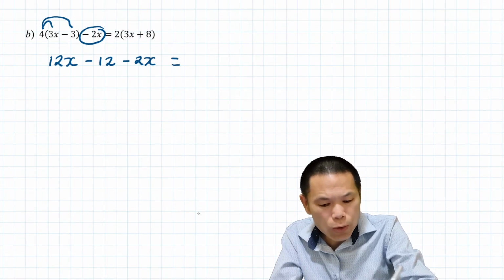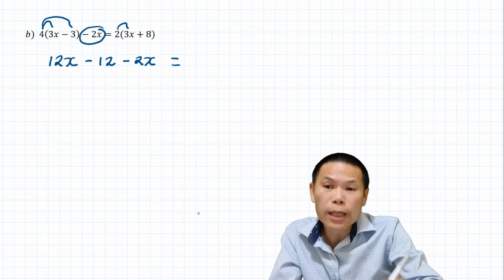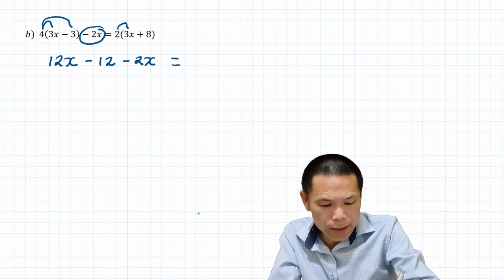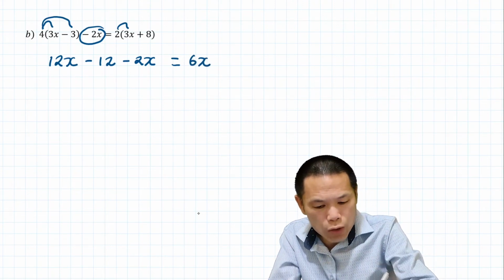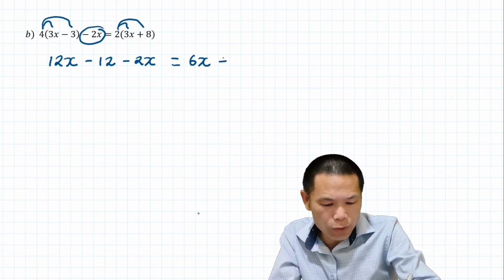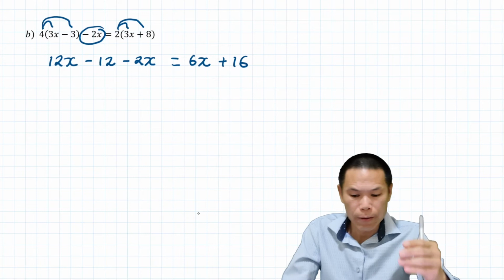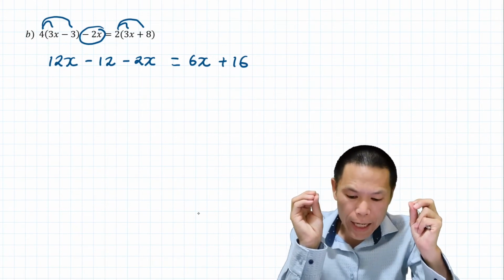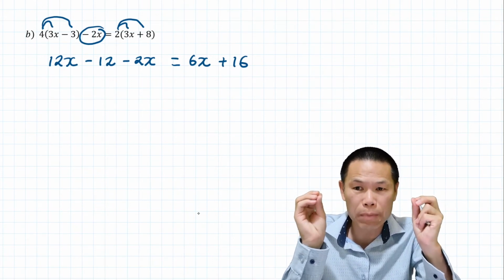So now, on the right we have 2 times 3, which is 6x. And then we go 2 times 8. So 2 times 8 is 16. So we plus 16. There you go. So on the right hand side, I just simplify first, okay? So this makes it easier.